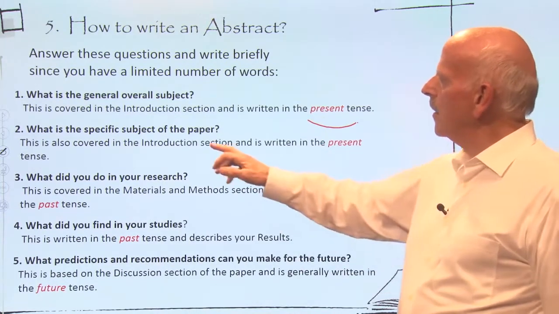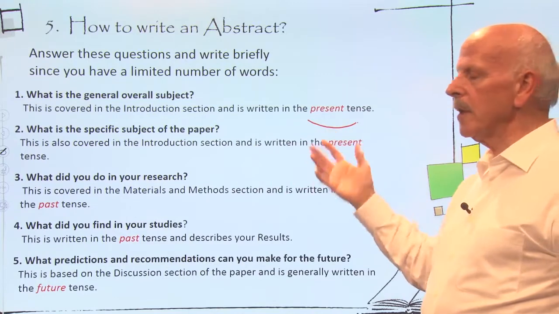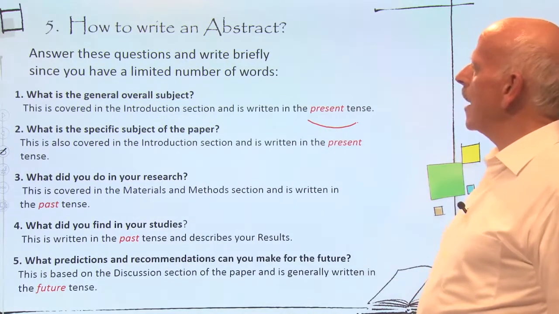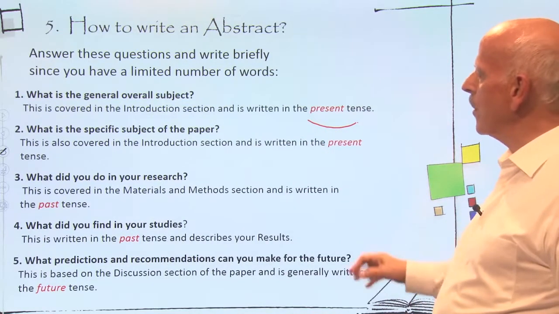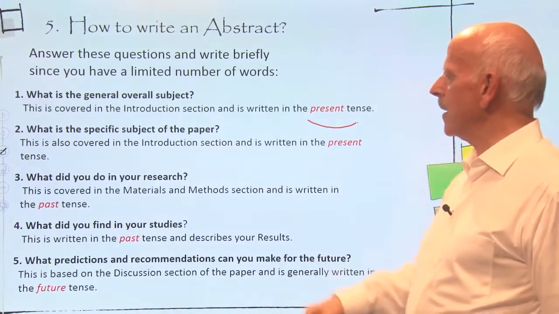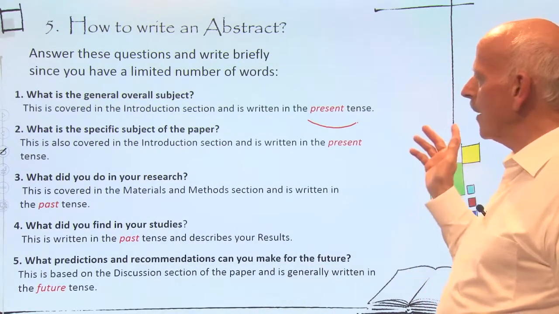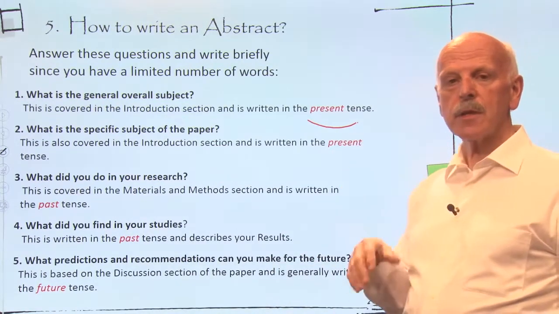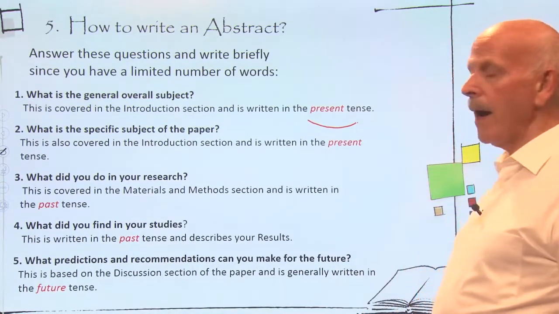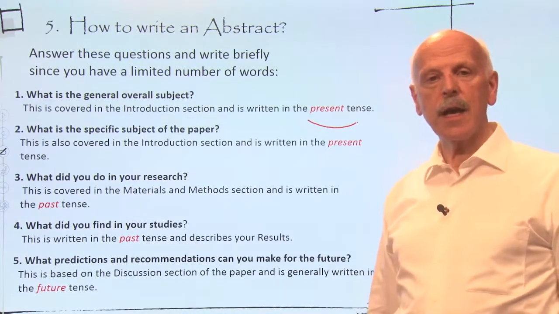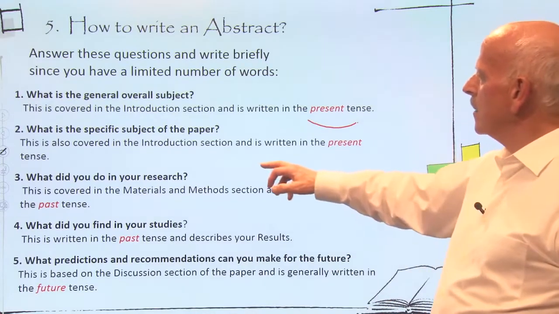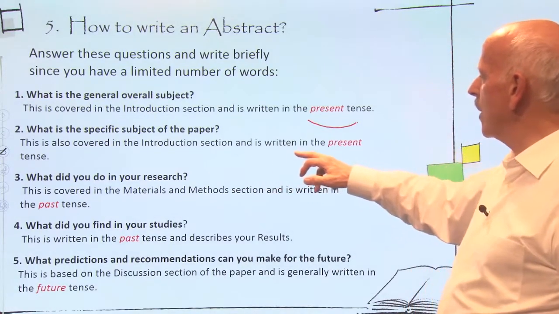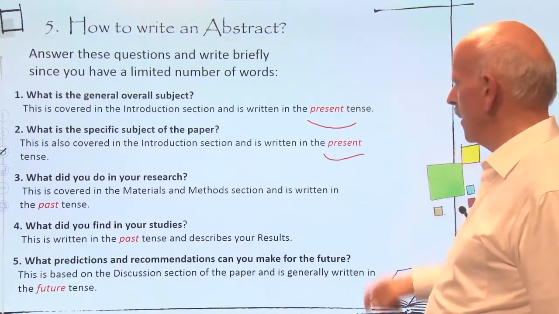Okay? You'll see in a moment that the beginning of the abstract is in the present tense. What is the specific subject of the paper? In the case of the deer, it was specifically why the deer population had increased. So this is also covered in the introduction and also written in the present tense.